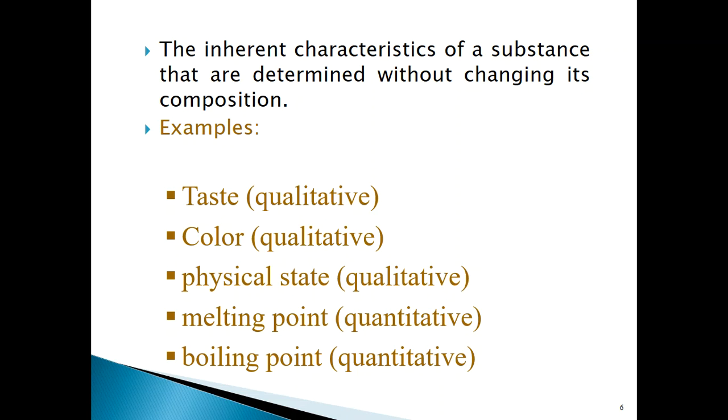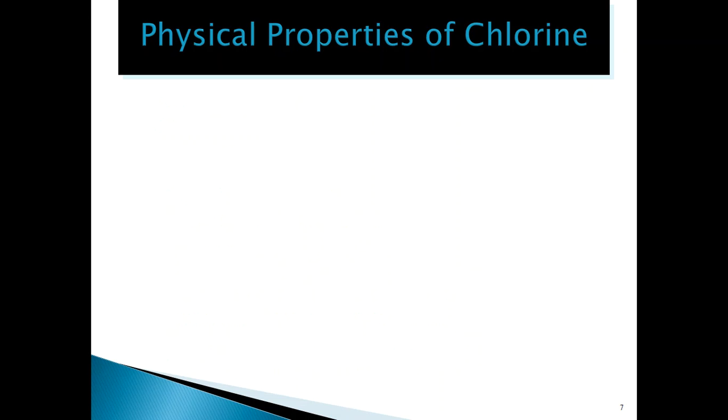And as you can see, these properties themselves can be subdivided into two other characteristics. You have taste and color, which are qualitative, as well as physical state. But then you have things like melting point and boiling point and densities and so on, which are quantitative. So there are two types of physical properties. Basically, those that are qualitative, which you can simply observe, and those that are quantitative, which you can measure.